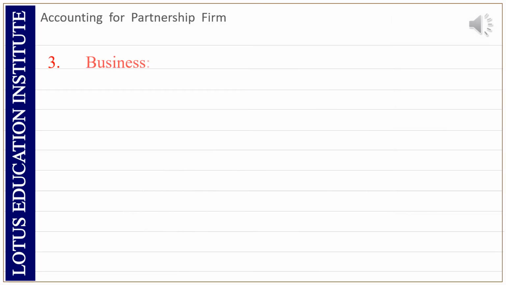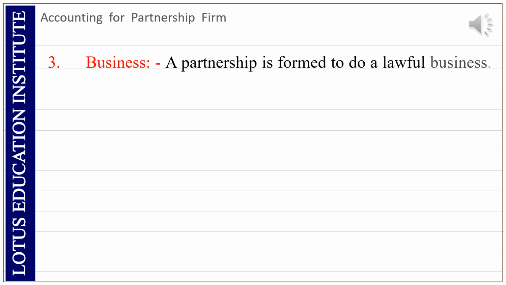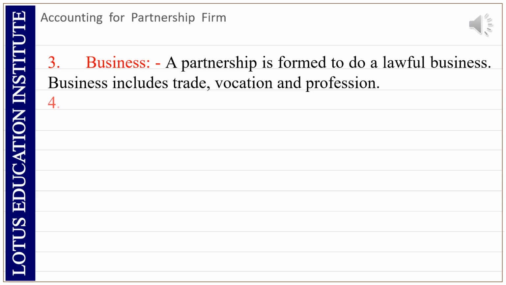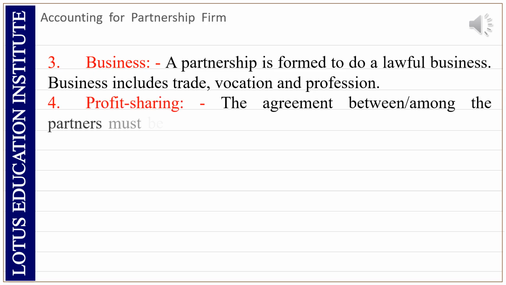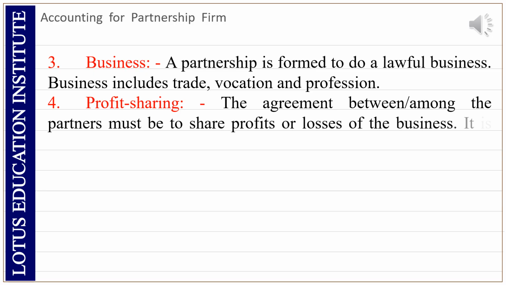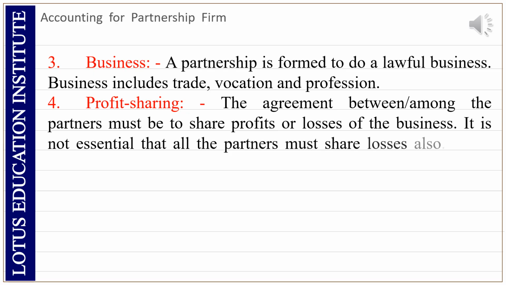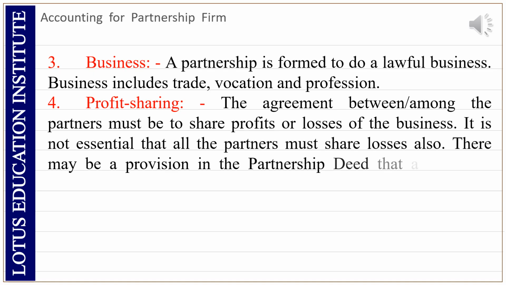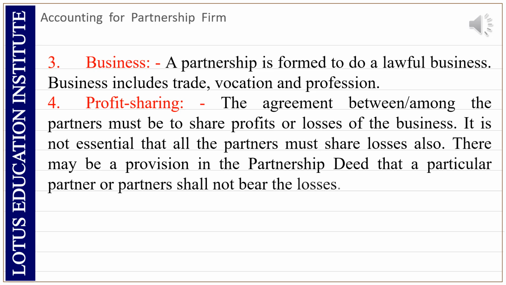3. Business. A partnership is formed to do a lawful business. Business includes trade, vocation and profession. 4. Profit sharing. The agreement among the partners must be to share profits or losses of the business. It is not essential that all the partners must share losses also. There may be a provision in the partnership deed that a particular partner or partners shall not bear the losses.